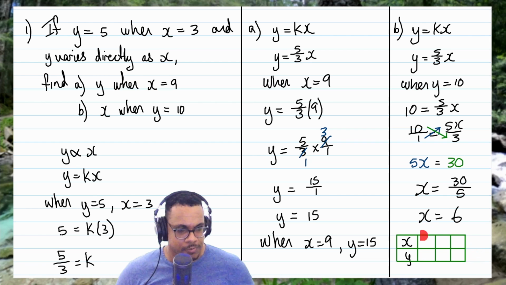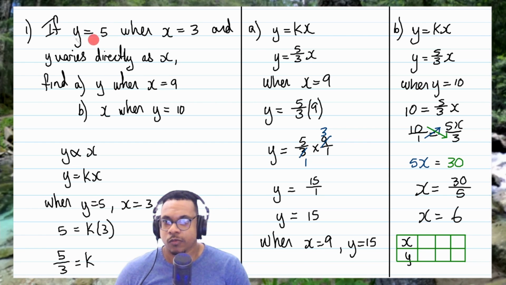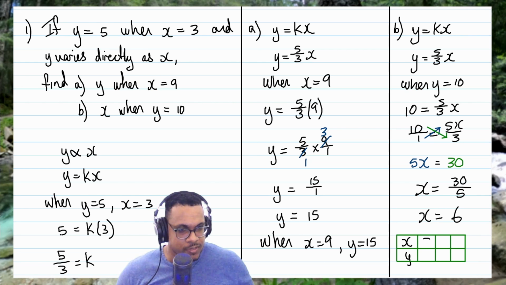Now here I made a little table to represent all the information. So the first thing we know is we have y is equal to 5 when x is equal to 3. So when x is 3, y is 5. Then we know when x is equal to 9, y is 15. So when x is 9, y is 15. And in part B here, we know that when x is 6, we have y is 10. So when x is 6, y is 10.